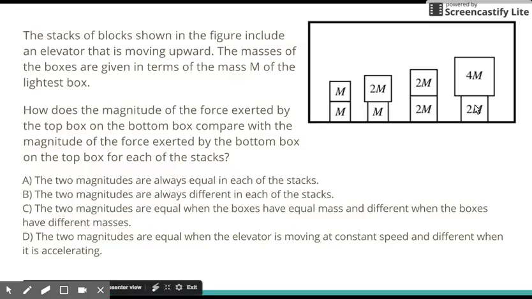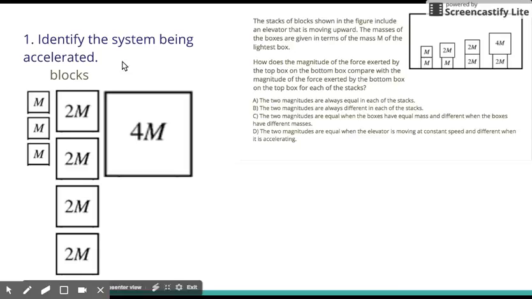In this problem, we have this system, which is an elevator that is moving upward, and these masses are inside that elevator. And this asks, how does the magnitude of the forces exerted by the top box on the bottom box compare with the magnitude of the force exerted by the bottom box on the top box for each of the stacks? So first, we're going to identify the system as each of the blocks inside the elevator.